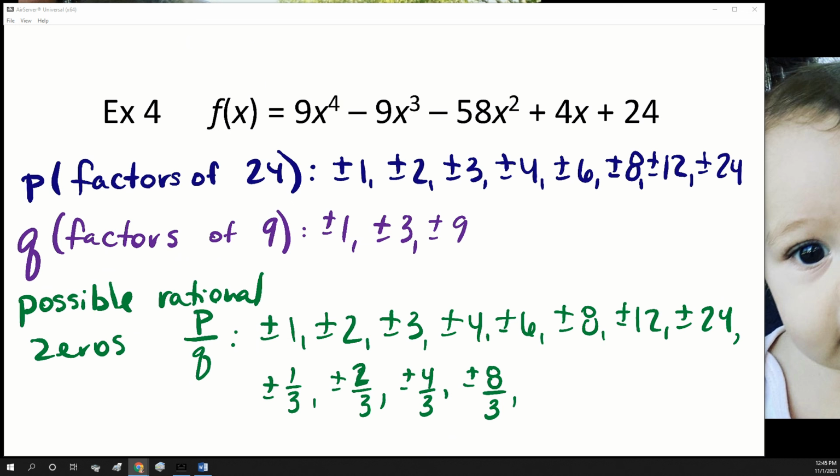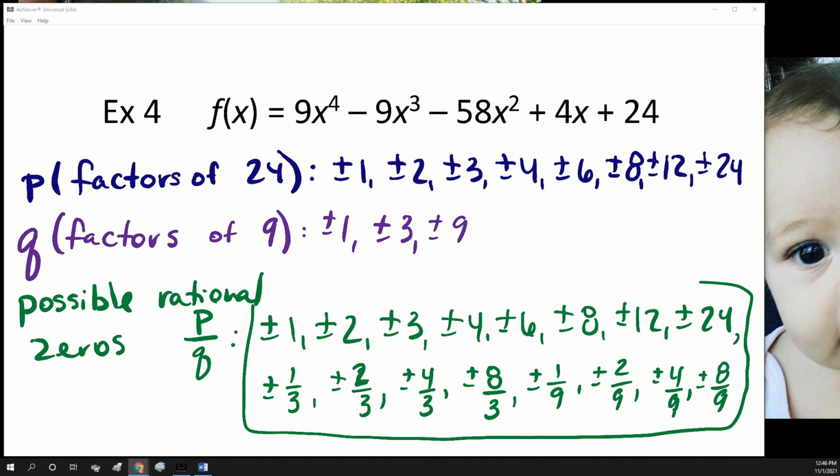All right, and then we'll do the same thing with 9. Put each of those over 9. If it reduces, it's probably already in the list. So 3/9 is 1/3, already there. 6/9 is 2/3, which is already there. 12/9 is 4/3, and then 24/9 is 8/3. So they're already there. So this is our list. It's a lot of numbers.